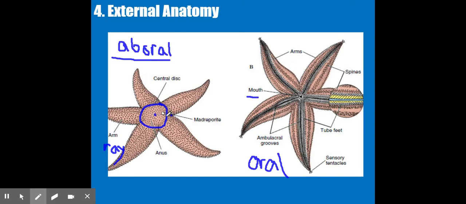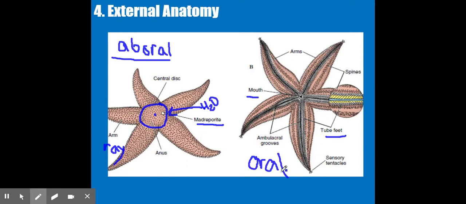Off center, we have something called a madreporite, which translates to madre, mother, porite, pores, mother of all pores. So this is a large pore protected by shell, calcium carbonate, and this is where they bring water into the body of the echinoderm. So madreporite, water goes in. This is going to help them drive their tube feet, transport nutrients, and all those things. So this is where water gets pumped in, the madreporite.